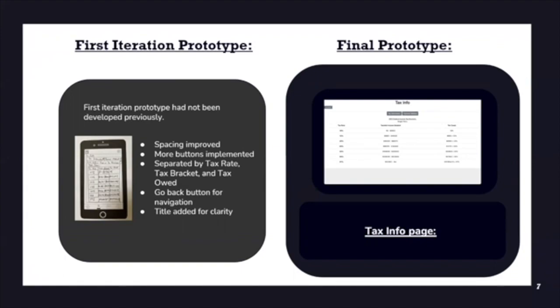More buttons were implemented at the top of the page. We've also decided to separate by tax rate, tax bracket, and tax owed. The go back button is very handy for navigation, so you can go back to the 4 buttons, and the title on the top added clarity for users.